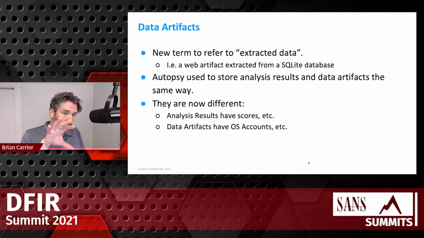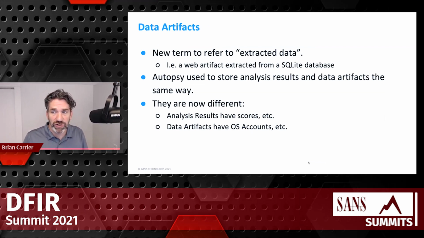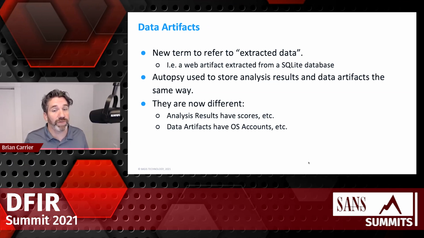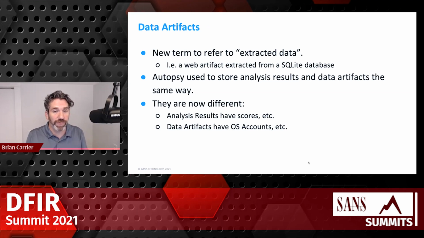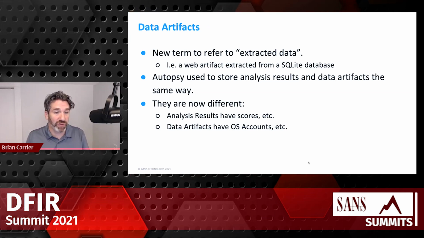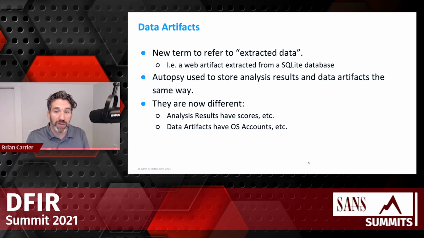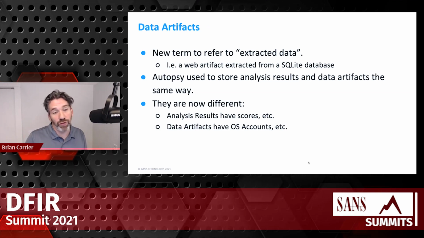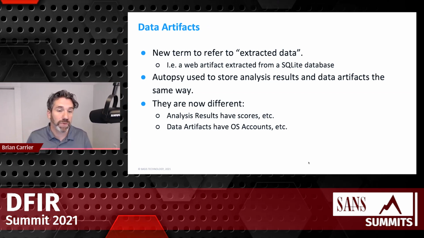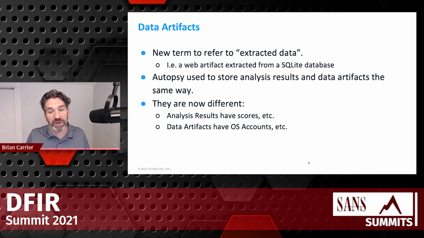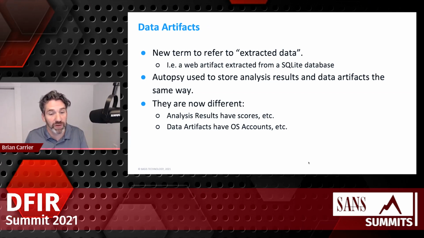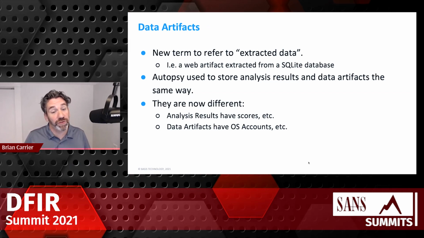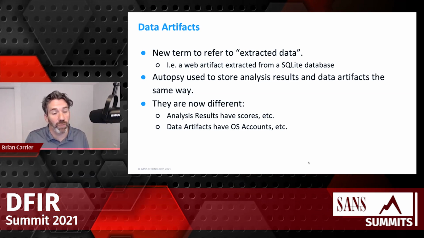Along with this, before we see the UI changes, we have a new concept called data artifacts. This is a new term that we're using to refer to extracted data. For example, the web history artifact that we pull out of SQLite, we're now calling a data artifact. Historically, or even in the version you all have now, because it hasn't been released yet, Autopsy makes things called Blackboard artifacts. We were putting both things in there, both analysis results, like there's a hash hit, and data artifacts like web cookies. They're now different because they store different data, and we display them differently.